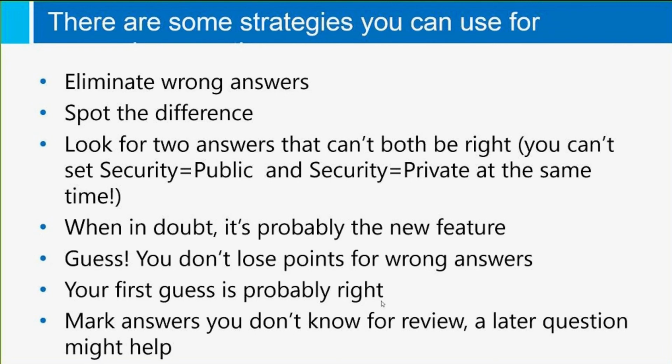Like, you know, answer A says, set security to public. Answer B says, set security to private. You're like, well, it can't be both of those. When you have those multiple answers situations, that can help you narrow it down. This is another one of those fallbacks.